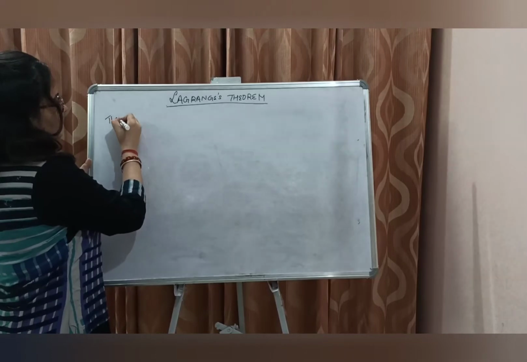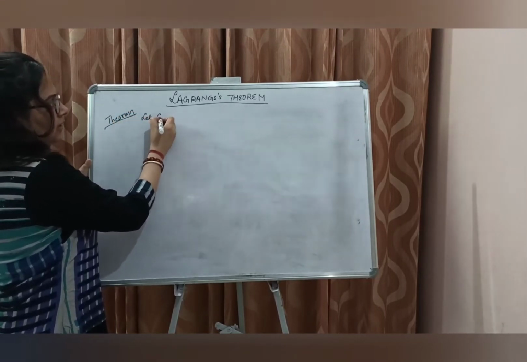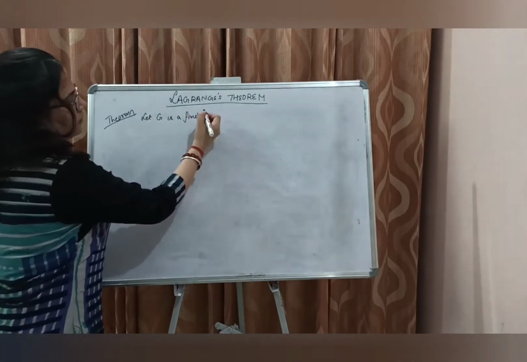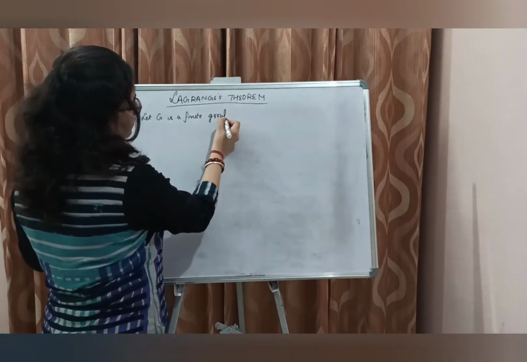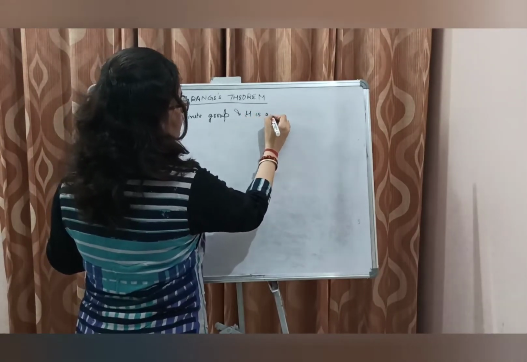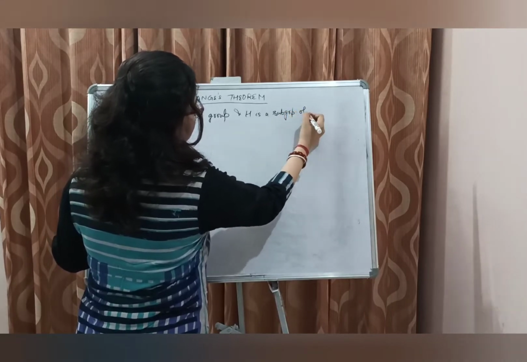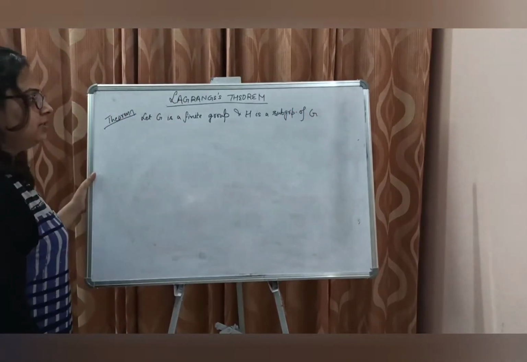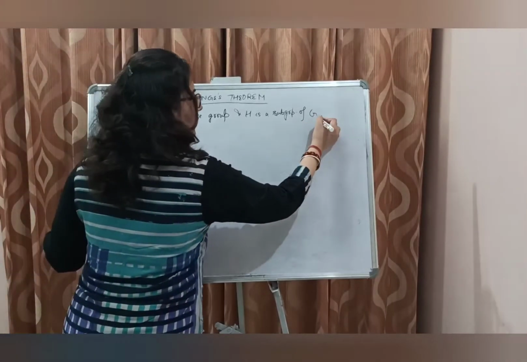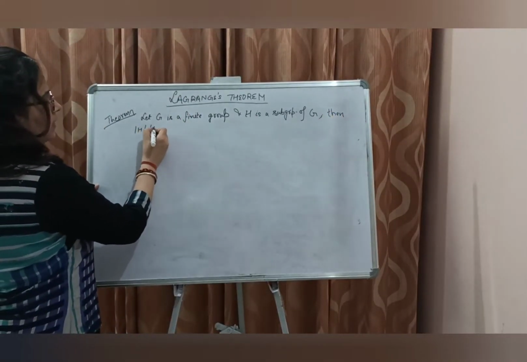Now this theorem states that let G be a finite group, and H is a subgroup of G. Clearly H is also finite. So if G is a finite group and H is a subgroup of G, then order of H divides order of G.